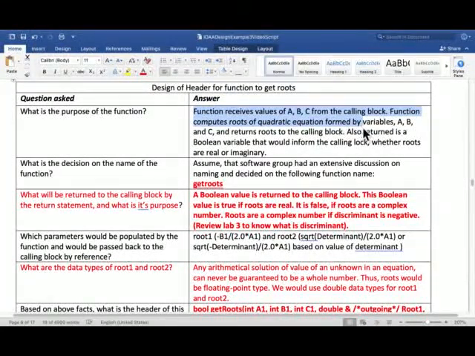So the function computes the roots formed by variables a, b, and c and returns the roots to the calling block. Also returned is a Boolean variable that would inform the calling block whether the roots are real or imaginary. Okay, what is the decision on the function name? Assume that the software group had extensive discussion on naming and decided the name getRoots.